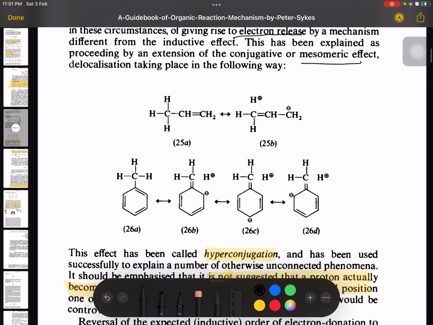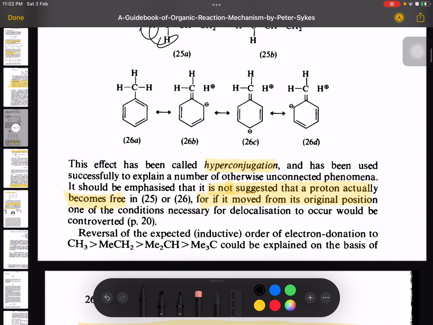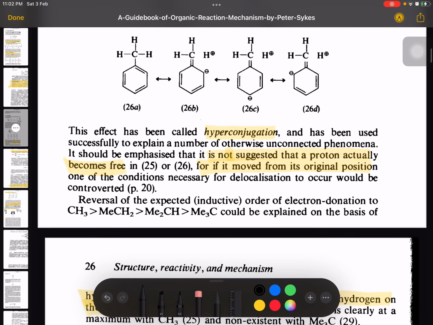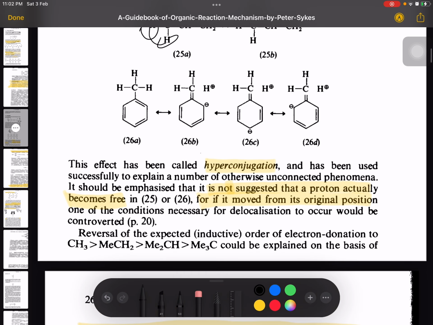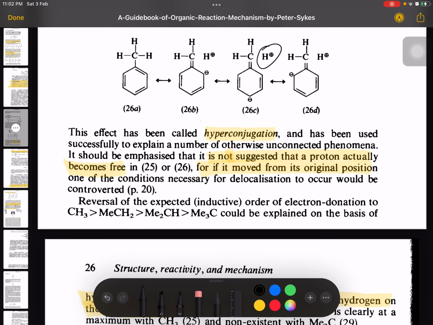Delocalization takes place in the following way. This alpha H you take out, and you get an H plus here. In the same way you can do it for this one and that one. This is called hyperconjugation and has been used successfully to explain a number of otherwise unconnected phenomena. It should be emphasized that it is not suggested that a proton actually becomes free, that it just becomes free like that. If it were moved from its original position, one of the conditions necessary for delocalization to occur would be contravened.